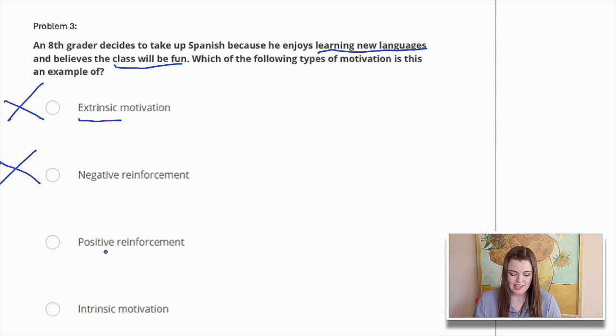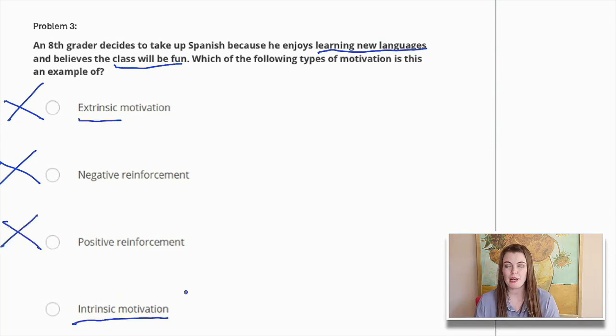Positive reinforcement also means that they're kind of getting something in return for what they're doing. They don't seem to be getting any praise, they don't seem to be getting any food, so this isn't our answer choice either. So that leaves us with the last answer choice, which is intrinsic motivation.